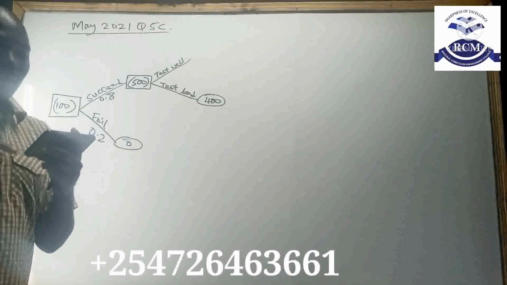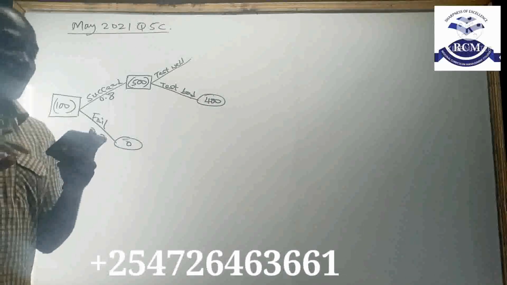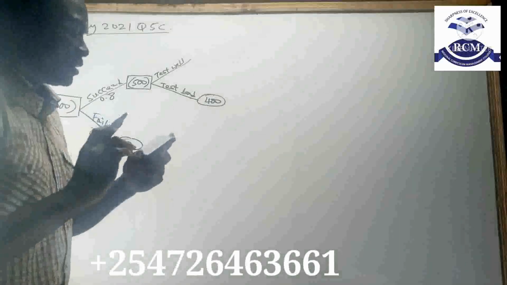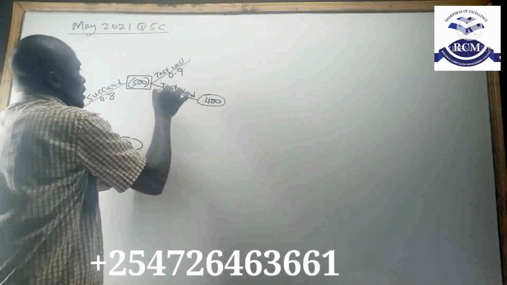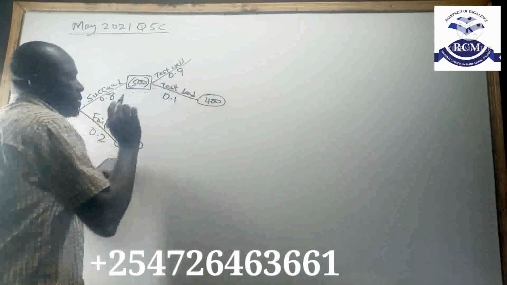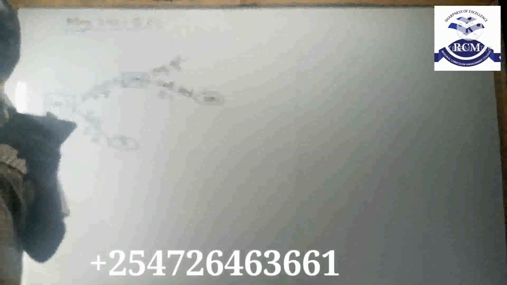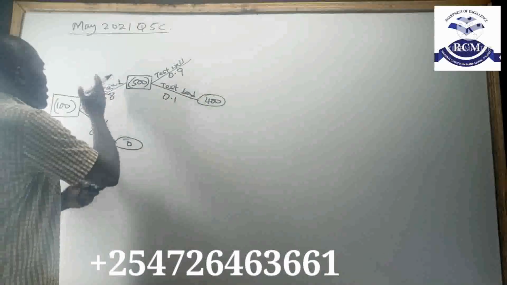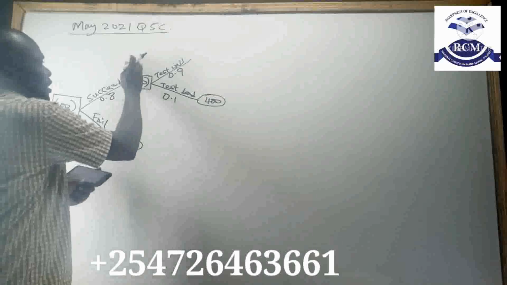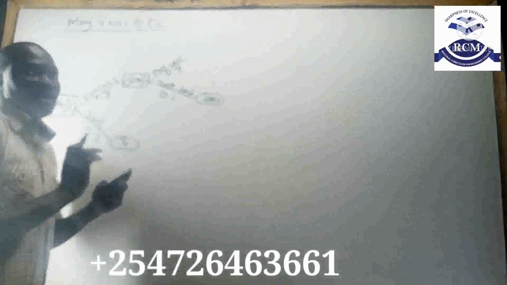The manager estimates that there's a 90% probability that the products will pass the testing. So passing testing is 0.9 and this one is 0.1. Then we got phase 3. So if it passes phase 1, this is phase 1, phase 2. If it passes phase 2, it goes to phase 3.